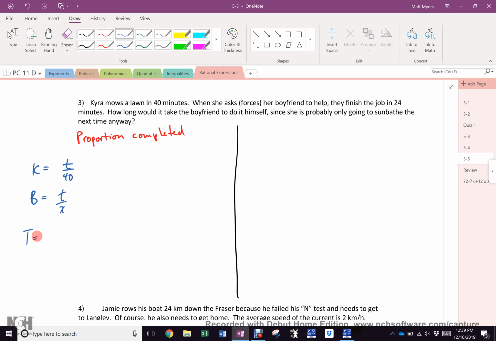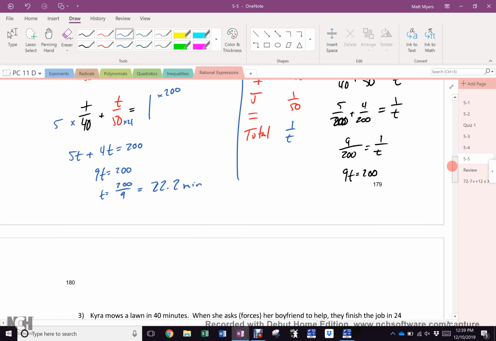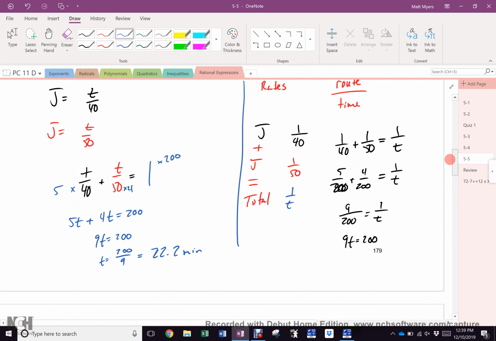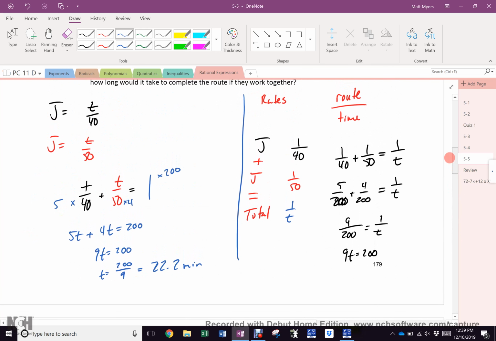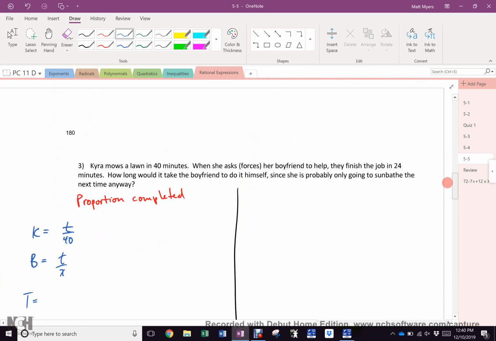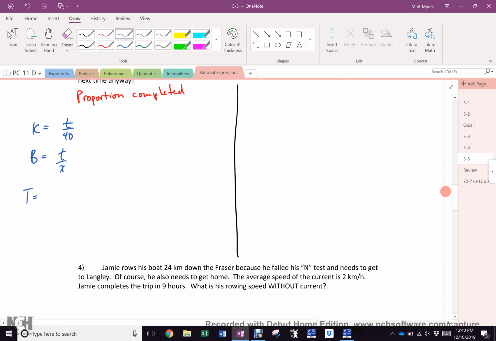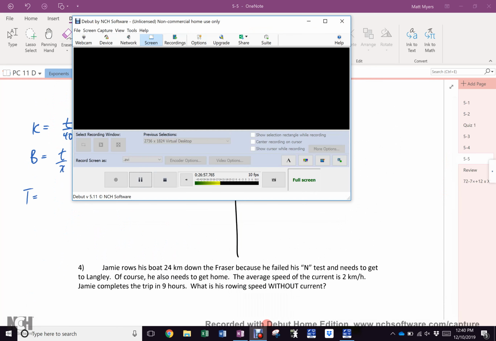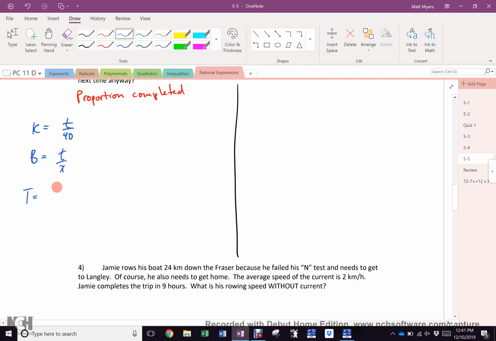T over 24? Look back at your previous work. It's supposed to equal 1, wasn't it? Right? So what has to be there? What went here in the previous questions? 1, because they did one whole lawn, yes?